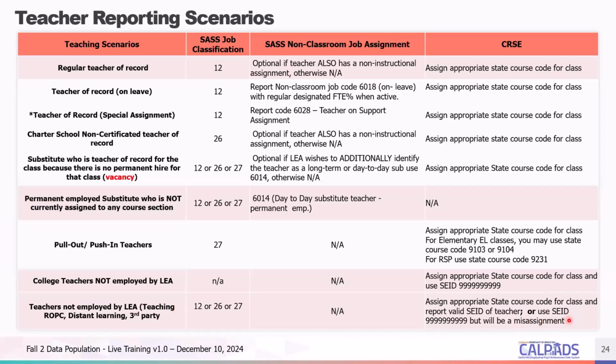Using either the valid seed of that teacher, if you can track it down, if they do have a seed and you're able to locate that information, it is helpful to include their actual seed in the staff assignment record. Or if you're not able to track it down, you can report them in course section records with the generic seed of all nines. But please note that if using a generic seed of all nines, CalPADS will automatically trigger a misassignment. And a misassignment is the placement of a certificated staff member in a teaching or service position without the legally recognized credential, certificate, permit, or waiver.